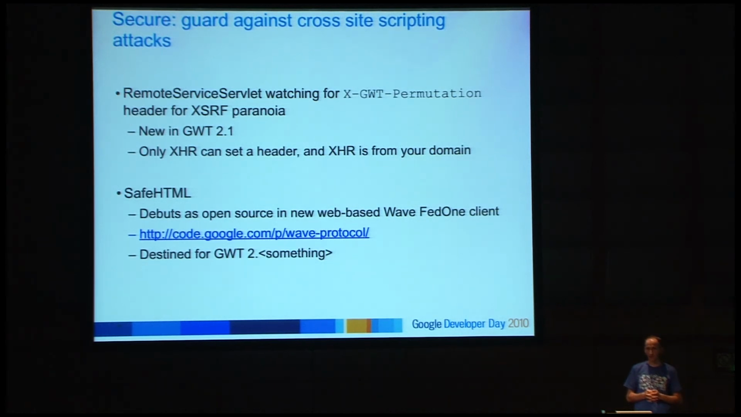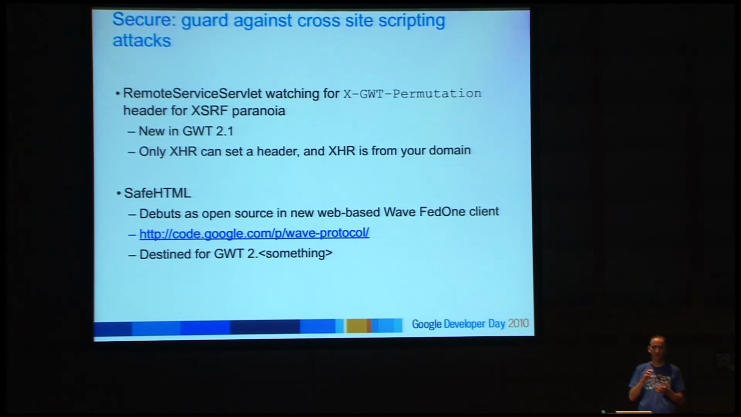And we recently discovered that we kind of have one extra way of doing this for free. In GWT 2.1, there is a new HTTP header which is automatically set by the GWT RPC mechanism. This header is called X-GWT-Permutation. And it's used to pass the permutation name of the current code being executed to the server, because that's useful to the server. But it has this nice side effect, because only XHR requests can set headers.